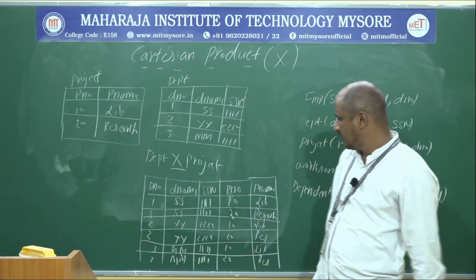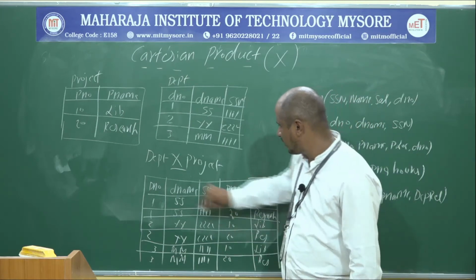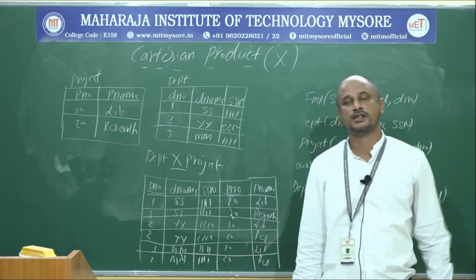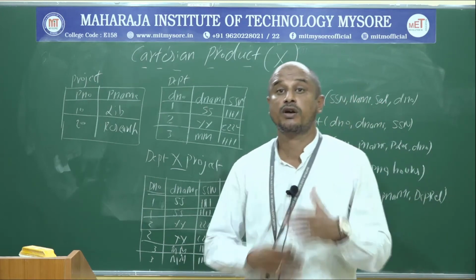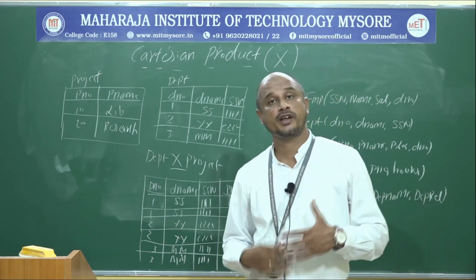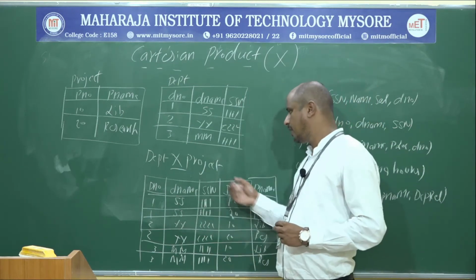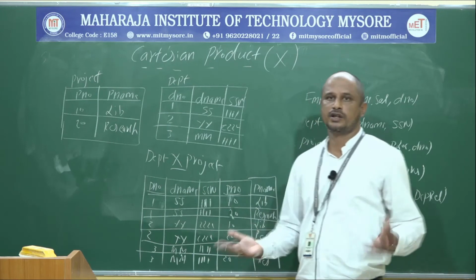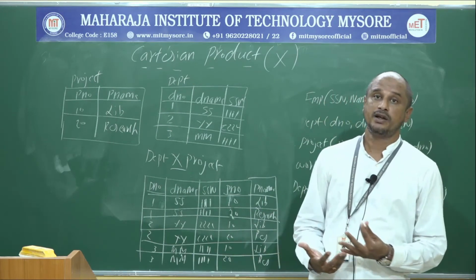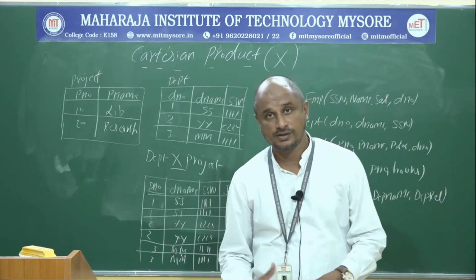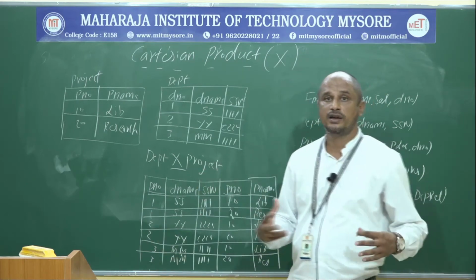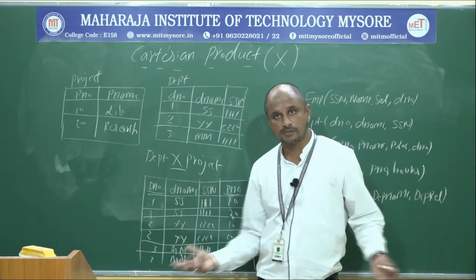You can see that P number and D number together will be the key, because D number got repeated. A primary key cannot be duplicated, as I told in previous classes. So P number and D number can be a composite key, a combination of keys that gives the uniqueness property.